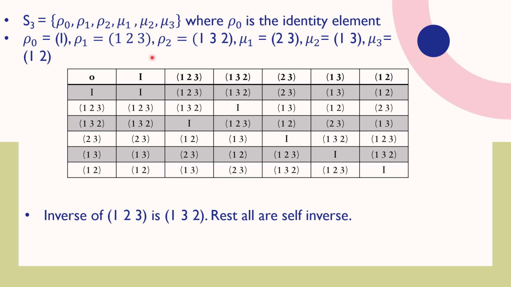Again, in the previous video I have explained how to write these cycles, in part 2 and part 3 both. So check out how to write cycles. From the permutation you can write the cycle like this: (1 2 3). The rho 2 was (1 3 2). Then mu1 is (2 3). Mu2 is (1 3), and mu3 is (1 2). All right. So these are the cycles that we get for this symmetric group S3.